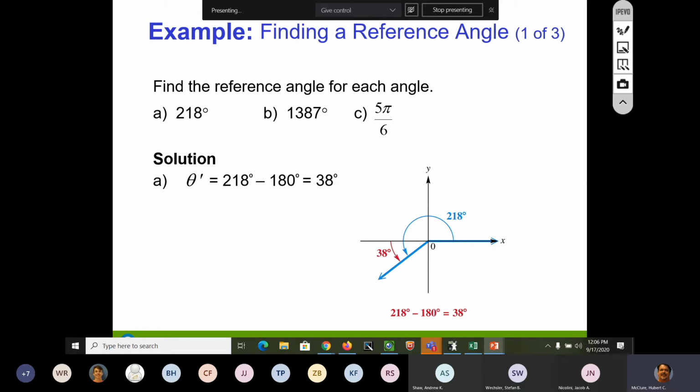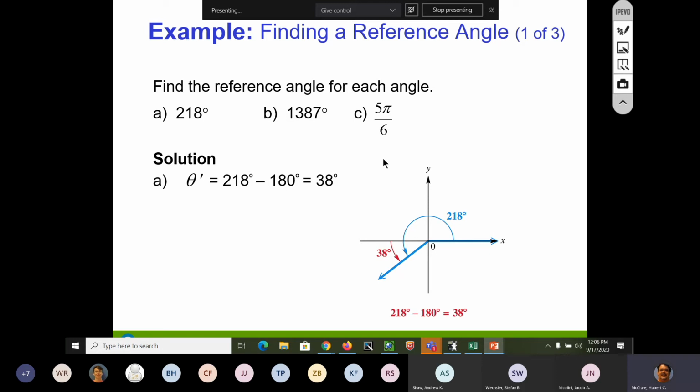Okay, so let me use another color. If you wanted it with this angle right here, that's orange. That angle right there is 38 degrees. You got that because 180 subtracted from 218 is 38. So I read the question wrong. I thought they wanted the reference angle to 360.